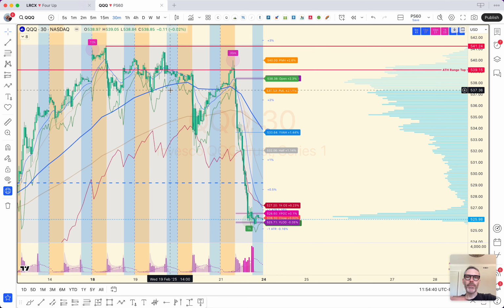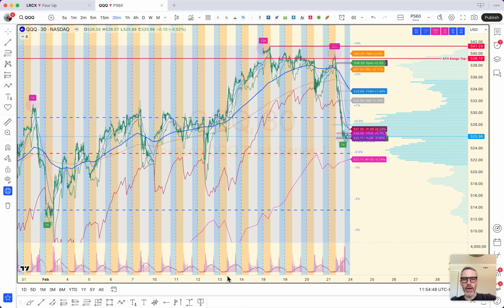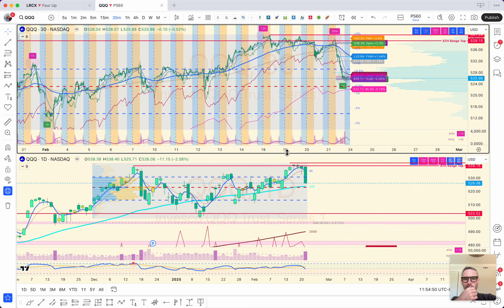So one thing is I knew the read on the market. I knew that if we weren't able to stay over this prior all-time high range top, that we were going to most likely come back in. There it is, this top from back here. And so I knew that was going to happen.